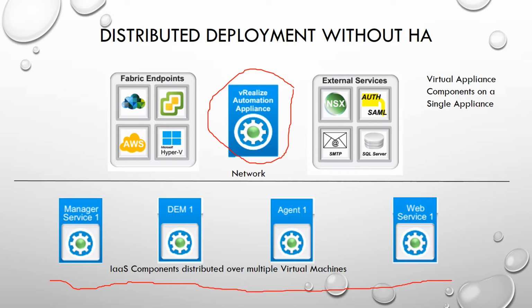That is, instead of running all the IaaS components together on a single virtual machine, we are going to club and distribute them on different virtual machines. This increases the resources that each component can get from its virtual machine, and thus increases the load that our vRealize Automation infrastructure can handle. This makes up the distributed deployment without high availability, and the scenario is used when the load is high and can't be handled by the minimal deployment.